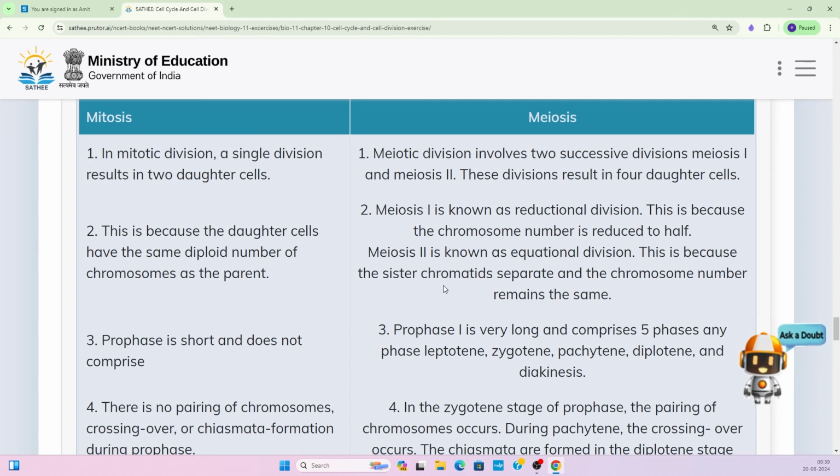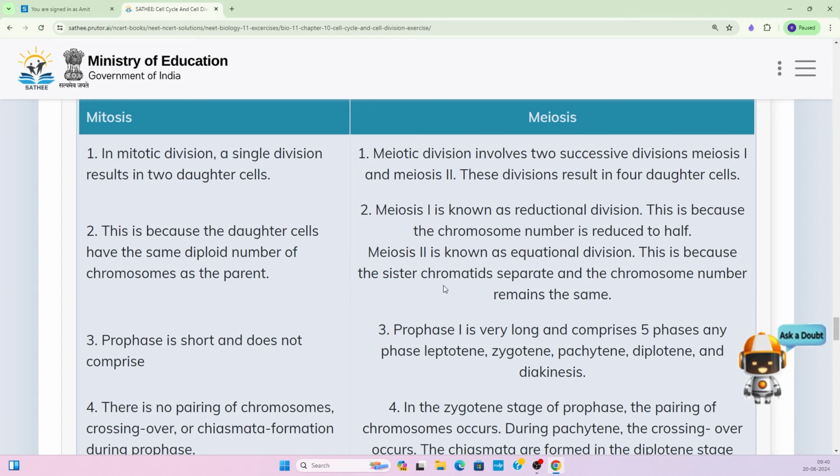In mitosis, the daughter cells have the same diploid number of chromosomes as the parent, right? So here the daughter cells are diploid cells, having the same chromosome number. The two daughter cells formed from the pre-existing cell by the process of mitosis have the same chromosome number as the cell from which they divided.